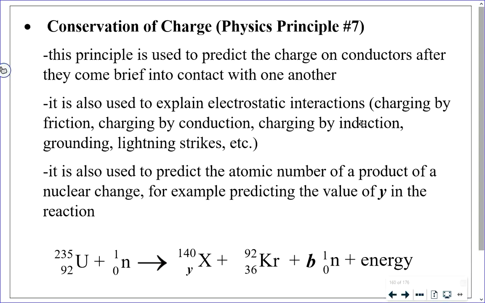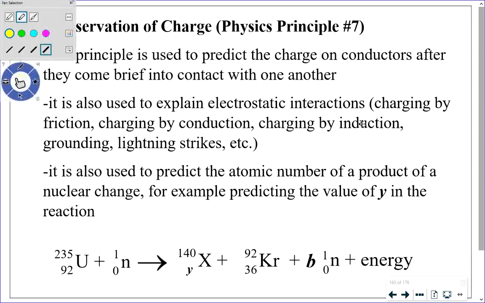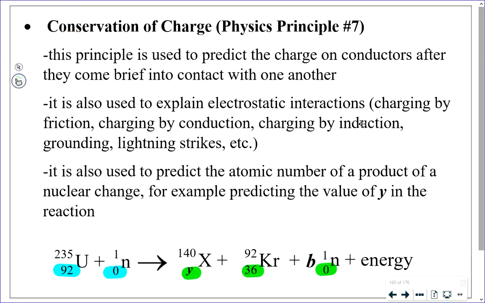And I say to you, what is the value of Y? Well, the bottom number in any nuclear equation is charge. I know that you know the bottom number is also, most of the time, protons, but not always. However, the bottom number is always charge. You use the law of conservation of charge to find missing numbers on the bottom.